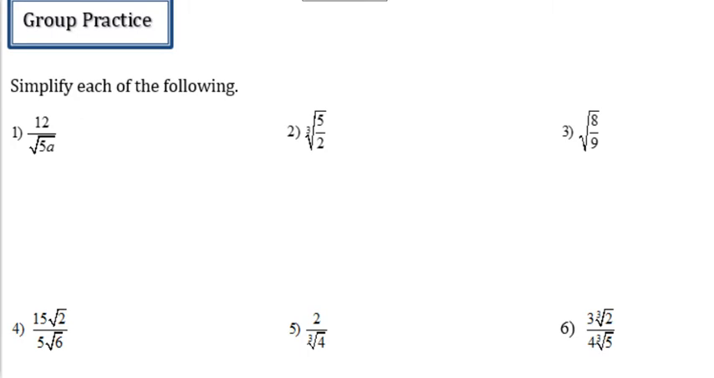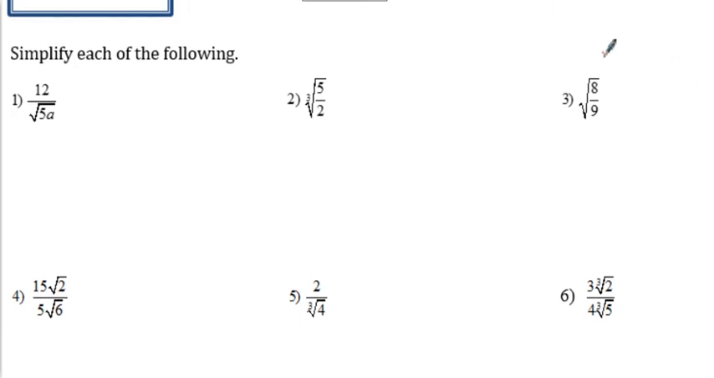So let's take a look at these practices. First one. The bottom has a radical in it. What can you multiply this by to make it rational? If you were to multiply the square root of 5a times the square root of 5a, you would get 5a. Whatever you do to the bottom, you must do to the top. There's nothing else to simplify, so that's your final answer. So that's kind of the plan that we're going with here.